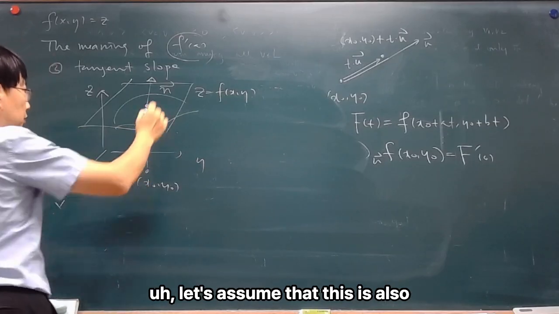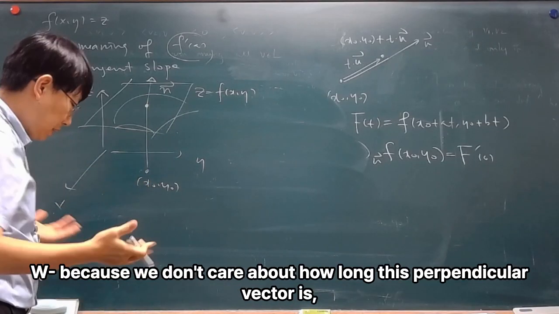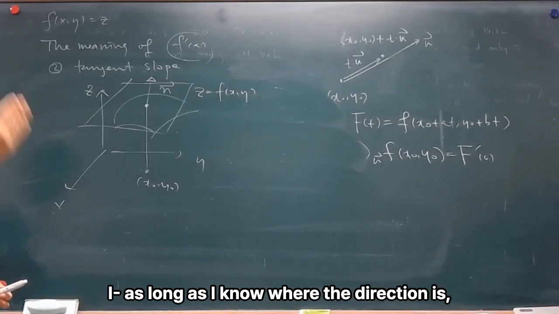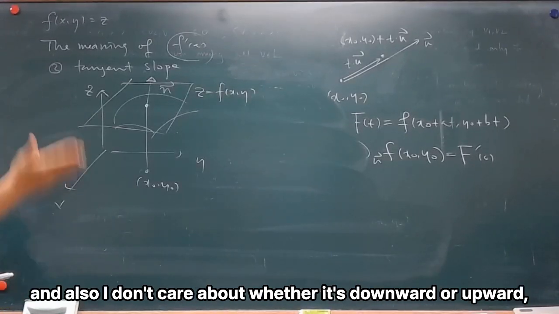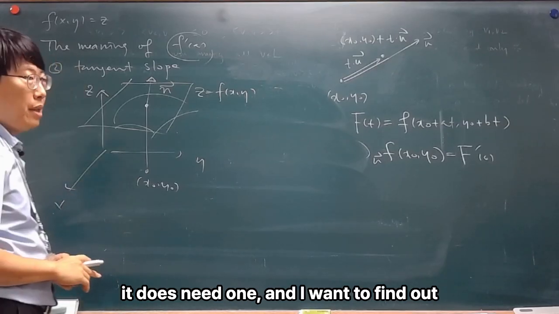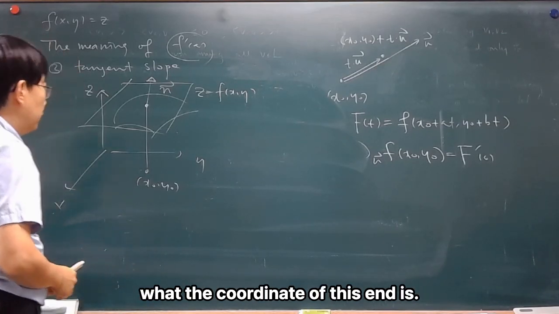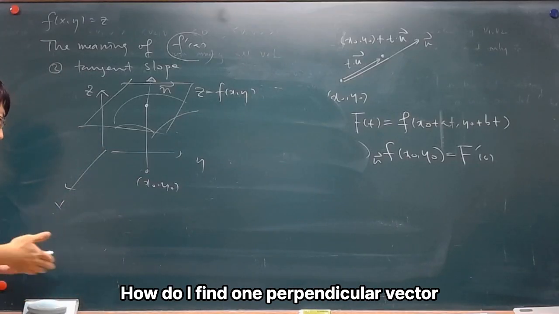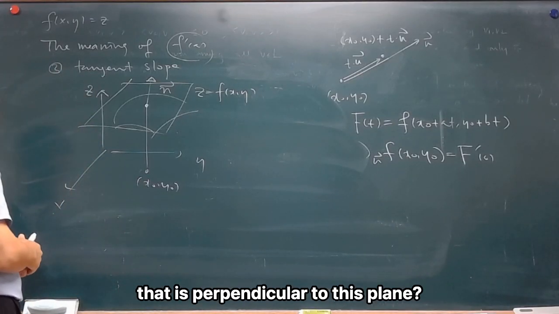Let's assume that this is also a unit vector, okay? Because we don't care about how long this perpendicular vector is, as long as I know the direction. And I also don't care whether it's downward or upward. I just need one, and I want to find out what the coordinates of this n are. So how do I find one vector that is perpendicular to this plane?